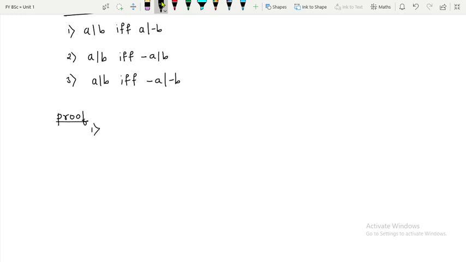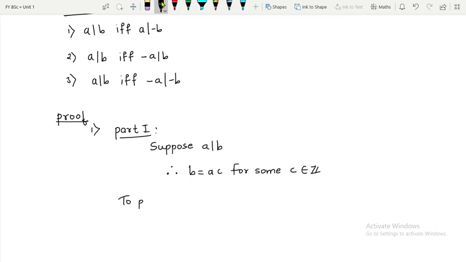Proof 1. There are two parts to the proof. Part 1: suppose a divides b. Therefore b is equal to a c, for some c belonging to Z. Now what do we have to prove? We have to prove that a divides minus b.